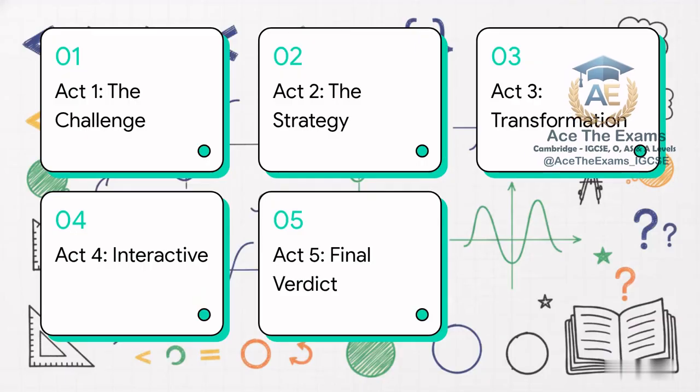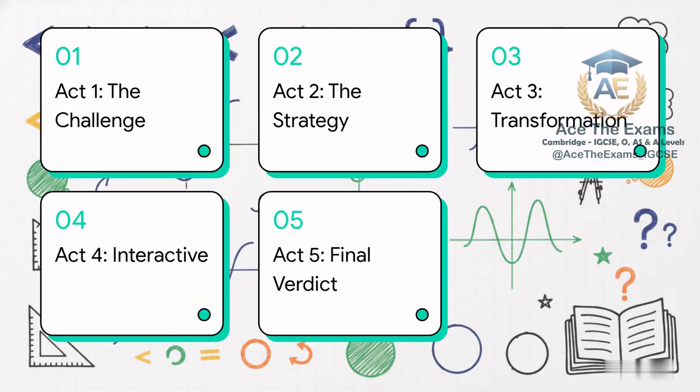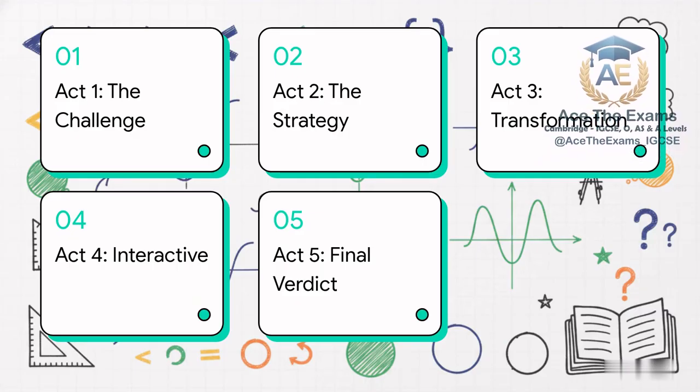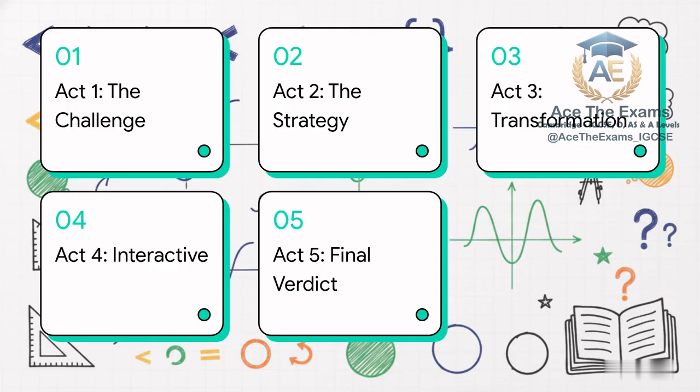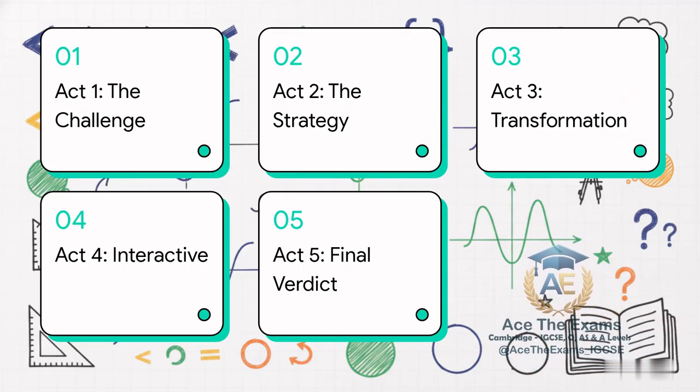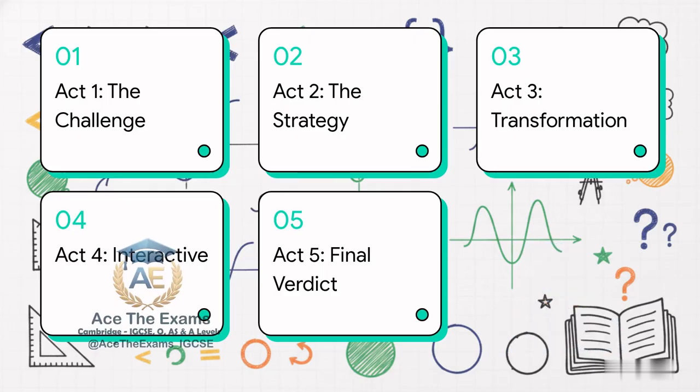Okay, let's dive into this. We've got a 5-step system to get through today. We'll start with Act 1, the challenge, to see what we're up against. Then Act 2, the strategy reveal. Act 3 is the transformation. Act 4 is our fast-paced interactive workshop. And finally, Act 5, the final verdict. Let's start building your case.